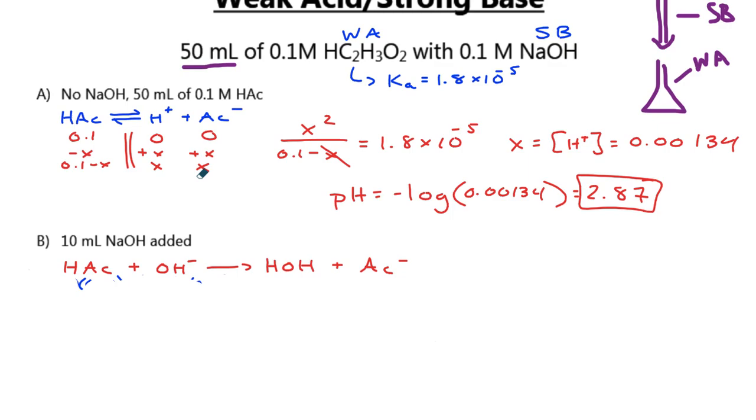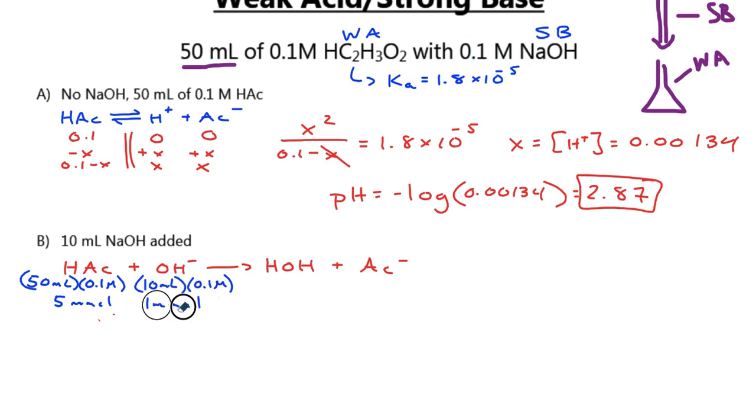So you have to do this in moles. That's why millimoles works really well. Let me show you what I'm going to do here. I'm going to take 50 mLs of my 0.1 molar solution up here, and that's going to give me 5 millimoles. I'm going to take 10 milliliters of a 0.1 molar solution, because I have 10 milliliters of a 0.1 molar solution.